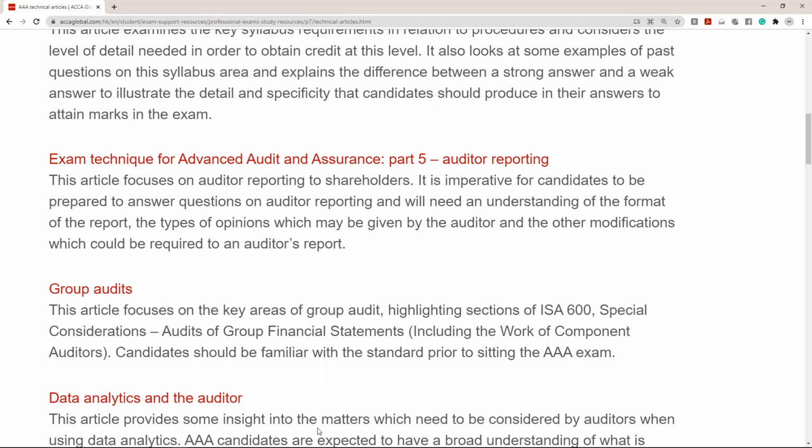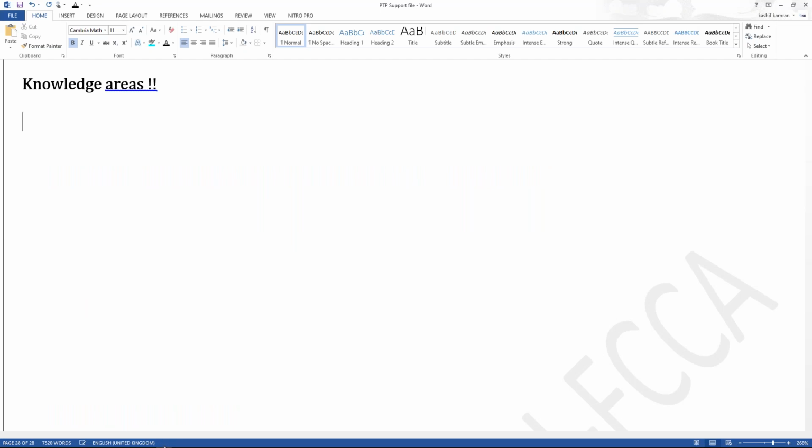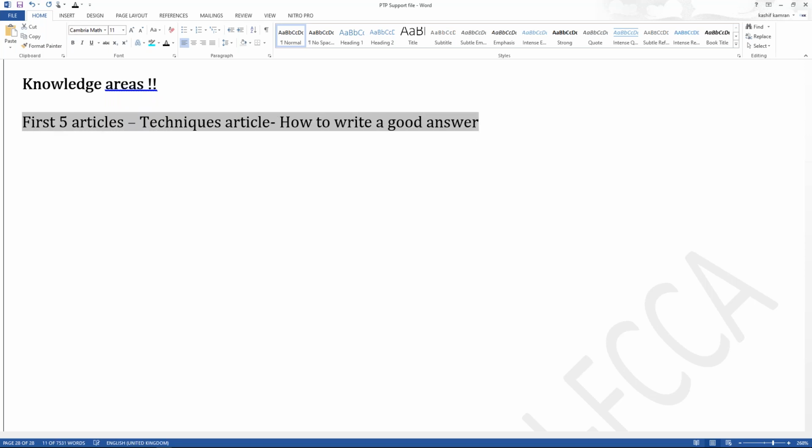So when you look at the first five articles on the website, they're not knowledge articles. They are known as technique articles: how to write a good answer. And in how many areas have the examiner covered the technique articles of how to write a good answer?